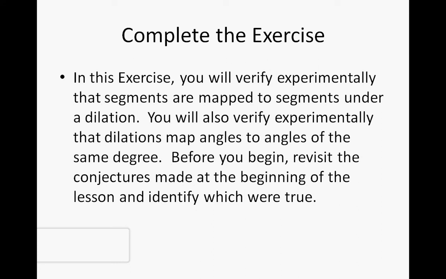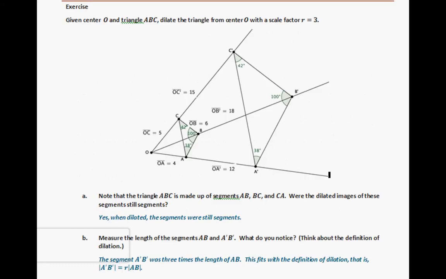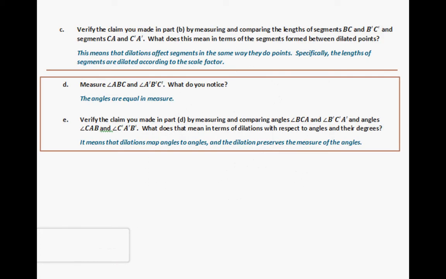All right, so now you're going to complete the exercises in the rest of the packet. You will verify experimentally that segments are mapped to segments. You will also verify that angles are going to be the same degree. And you want to revisit the conjectures you made at the beginning of the lesson and identify which are true. So here are the answers after you have finished the exercises. Check and see if your answers match and make any adjustments as necessary. So here is A and B. And here is C, D, and E.